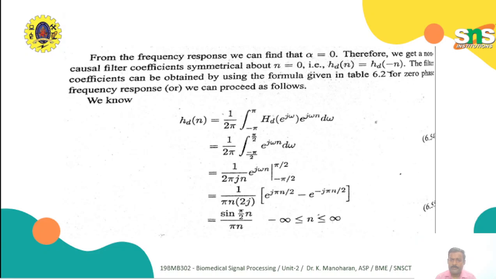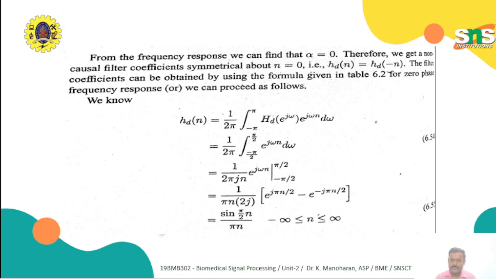So 1 into e^jωn dω is equal to e^jωn dω. Now we have to integrate this and substitute the upper limit and lower limit. If we integrate e^jωn, we get e^jωn, and again we need to differentiate it: if you differentiate e^jωn with respect to ω, we get jn. That's why I am putting jn in the denominator. So 1/2π, jn is taken as common, and the integrated value is e^jωn. We need to substitute the upper limit and lower limit as +π/2 and −π/2.